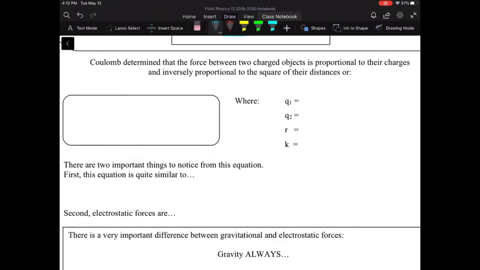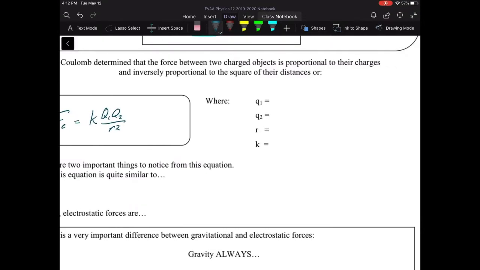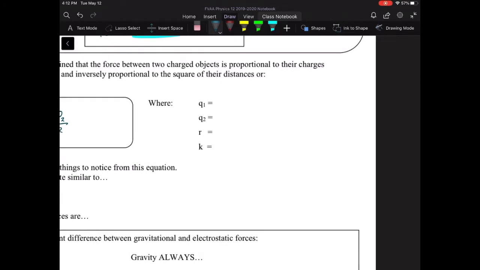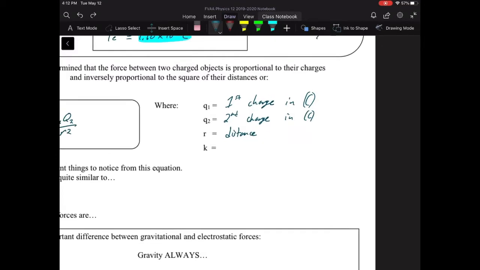Coulomb determined that the force between two charged objects is proportional to their charges and inversely proportional to the square of the distance, or Fe equals k Q1 Q2 over r squared, where Q1 is the first charge in coulombs, Q2 is the second charge in coulombs, r is the distance between the charges, and k is Coulomb's constant.